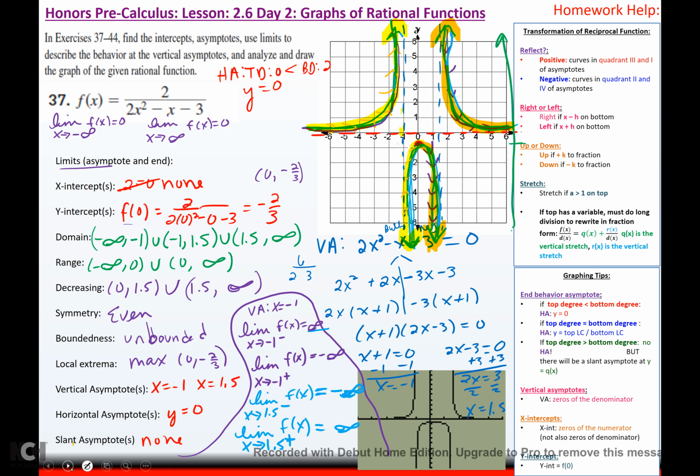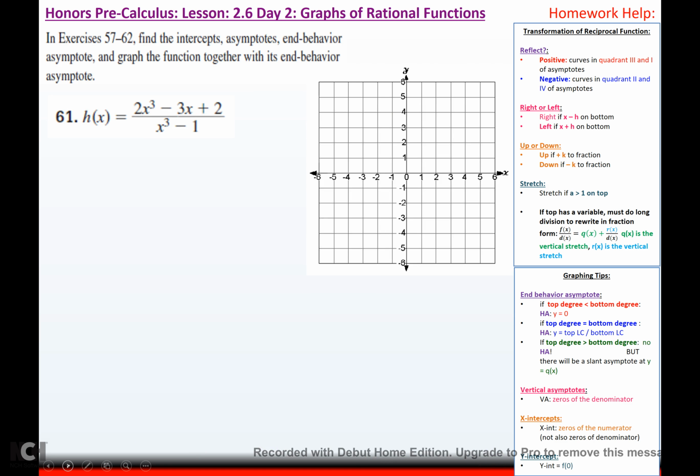Alright, so let's do this one. I'm going to find the intercepts, the asymptotes. I like my asymptotes first. So I'm going to find my vertical asymptotes by saying denominator equals 0. So add 1, x cubed equals 1, cube root, x equals 1. So I'm going to have a vertical asymptote at x equals 1.